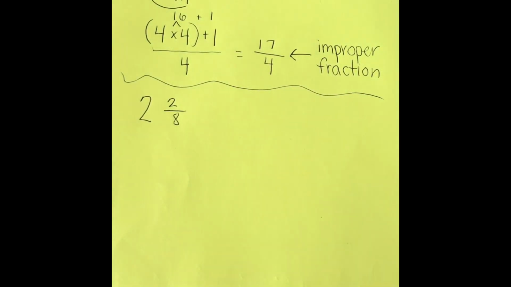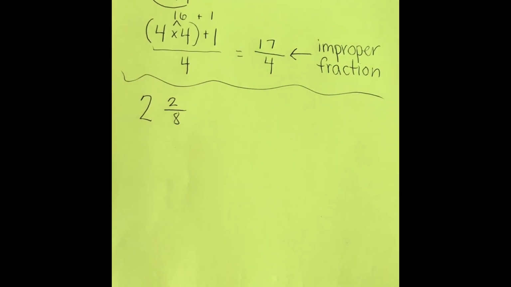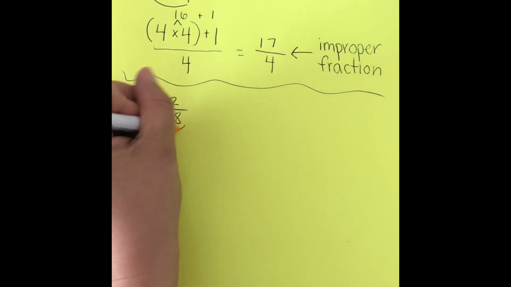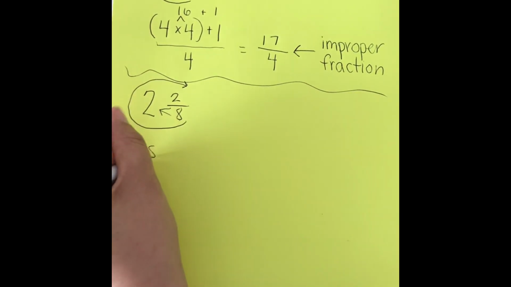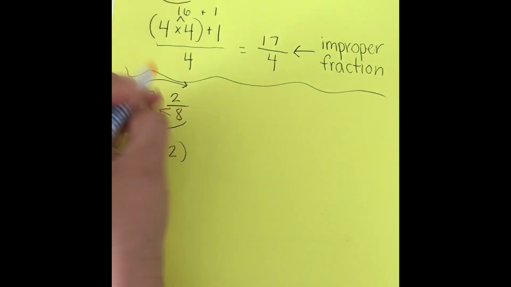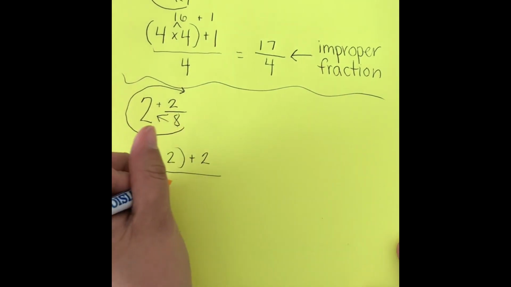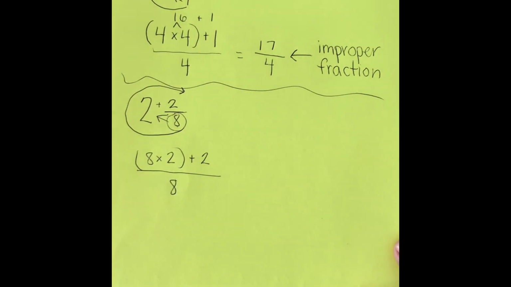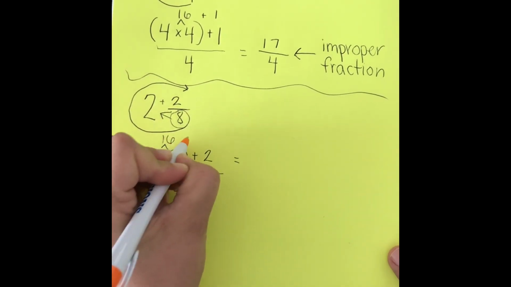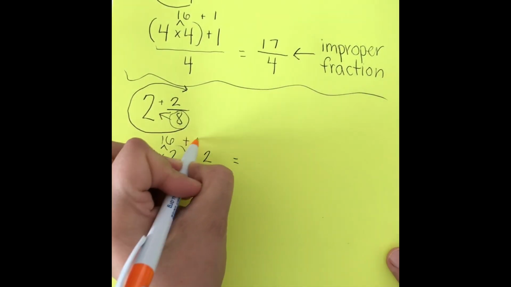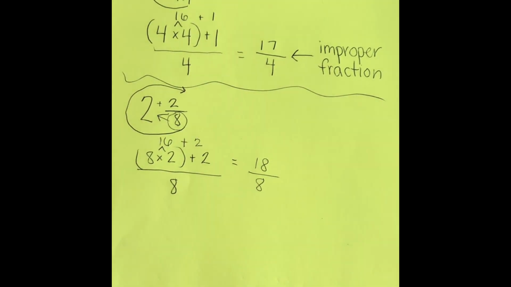Let's go ahead and try these ones together. So it's 2 2/8, and we're going to try to convert it to an improper fraction. So what we do is we do our big C, and we're going to multiply 8 times 2, and then we add our numerator. And this is all over that same denominator. So let's go ahead and solve. 8 times 2 is 16, plus 2 is 18, and our denominator stays the same.